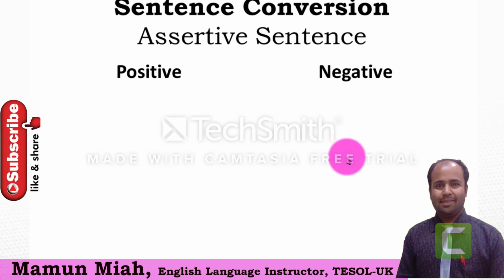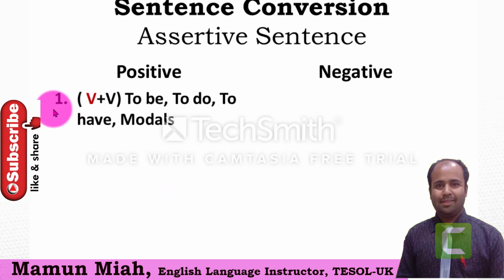Now, my dear student, we'll talk about the conversion of sentences: how to use verbs in a sentence to convert from one structure to another. First of all, we'll talk about assertive sentences. In assertive sentences, you'll get sentences in two forms, positive form and negative form. And we'll talk about two steps, how to change a sentence from positive to negative form.